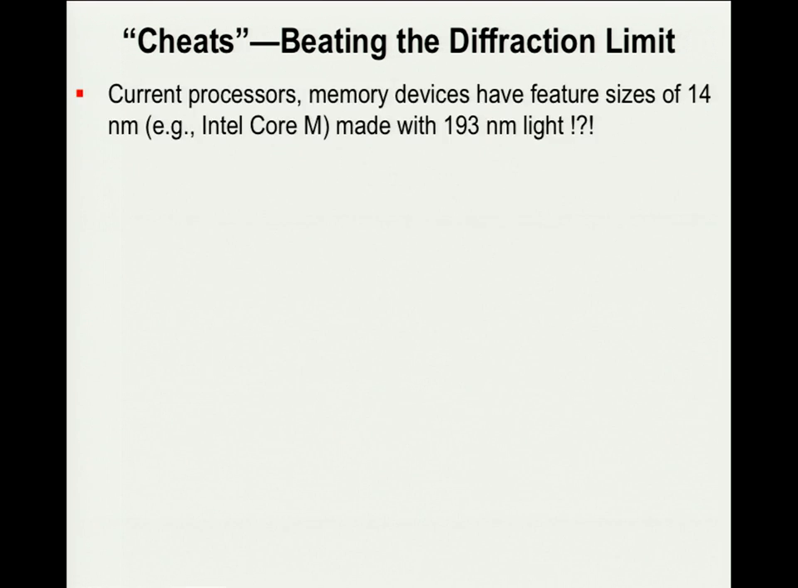How do we beat the diffraction limit? So if you bought a computer anytime in the last year, and it has the most recent microprocessor in it, it will have a feature size of 14 nanometers. It's pretty incredible. 14 nanometers is on the order of 10 atoms wide, which is crazy. 14 nanometers, but we're using 193 nanometer light. How do we do that?